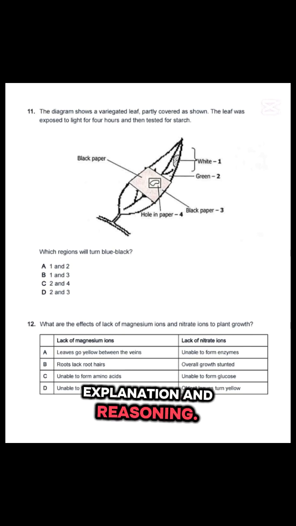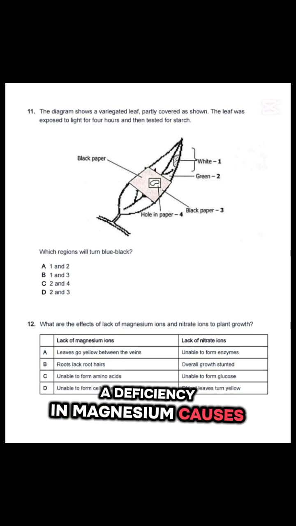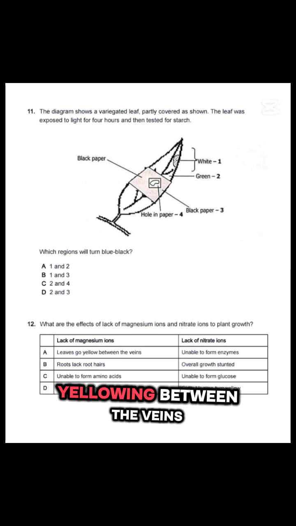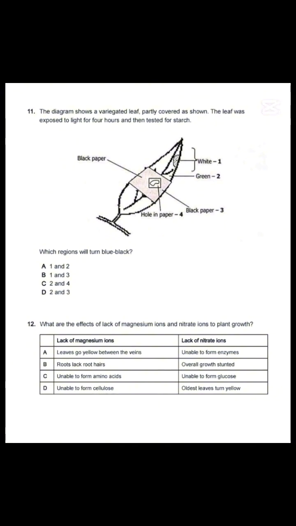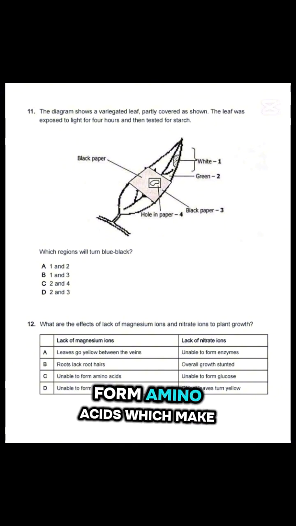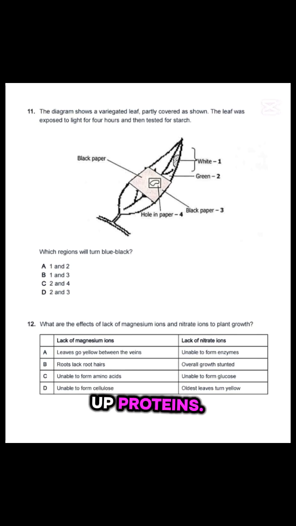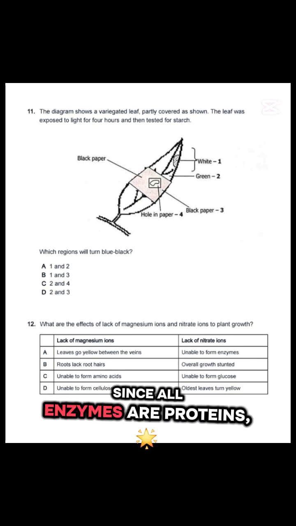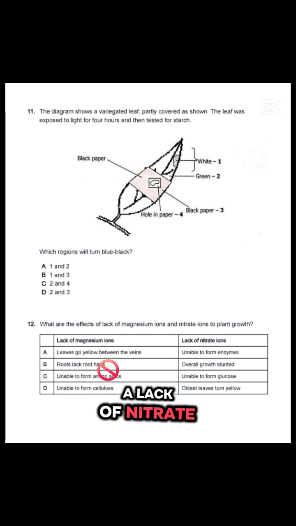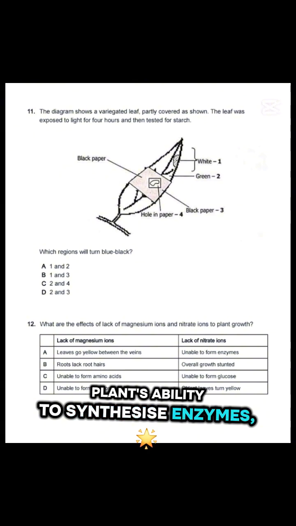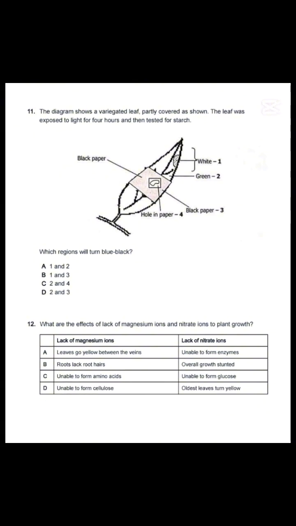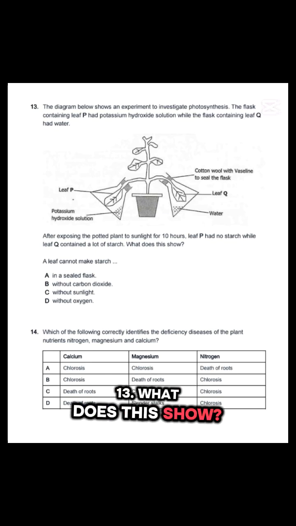Explanation and reasoning: a deficiency in magnesium causes intervenal chlorosis, yellowing between the veins, because the plant cannot produce chlorophyll. Nitrates are required to form amino acids, which make up proteins. Since all enzymes are proteins, a lack of nitrate ions directly disrupts the plant's ability to synthesize enzymes, severely stunting growth.